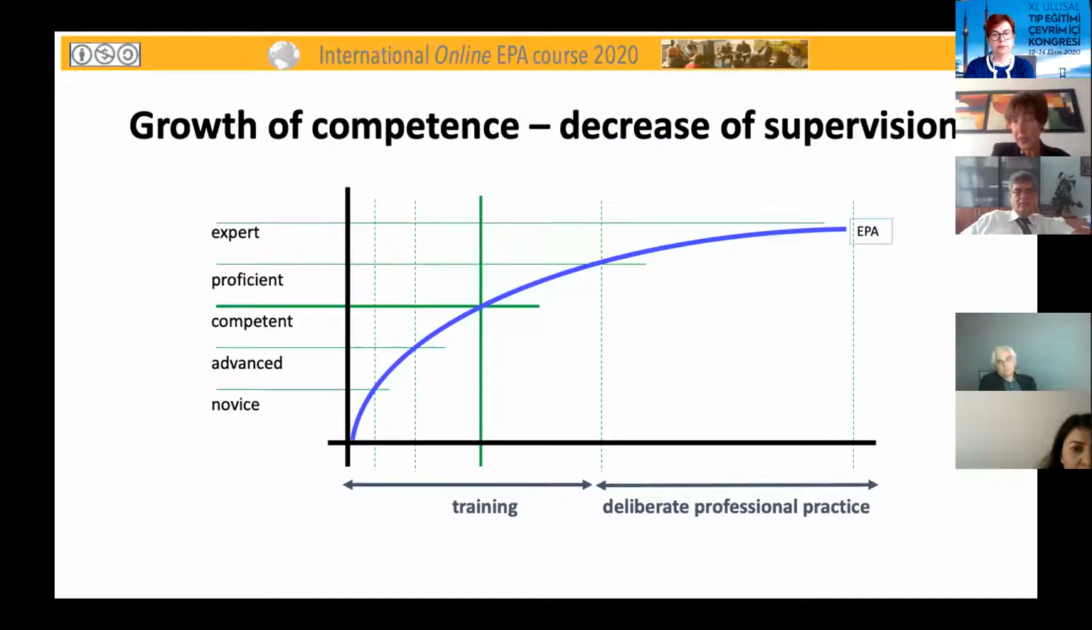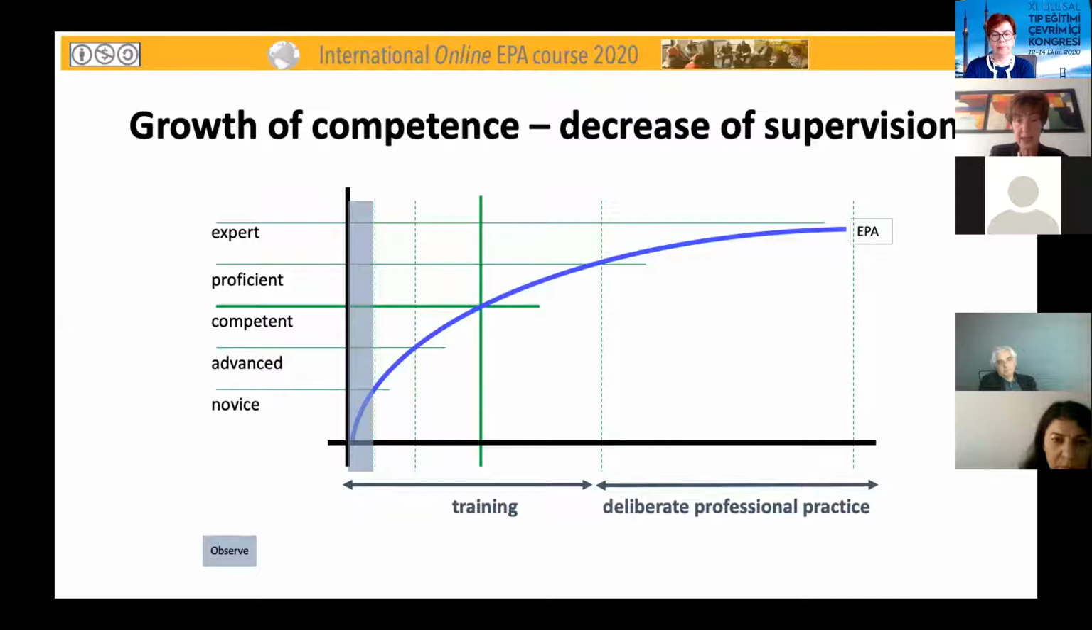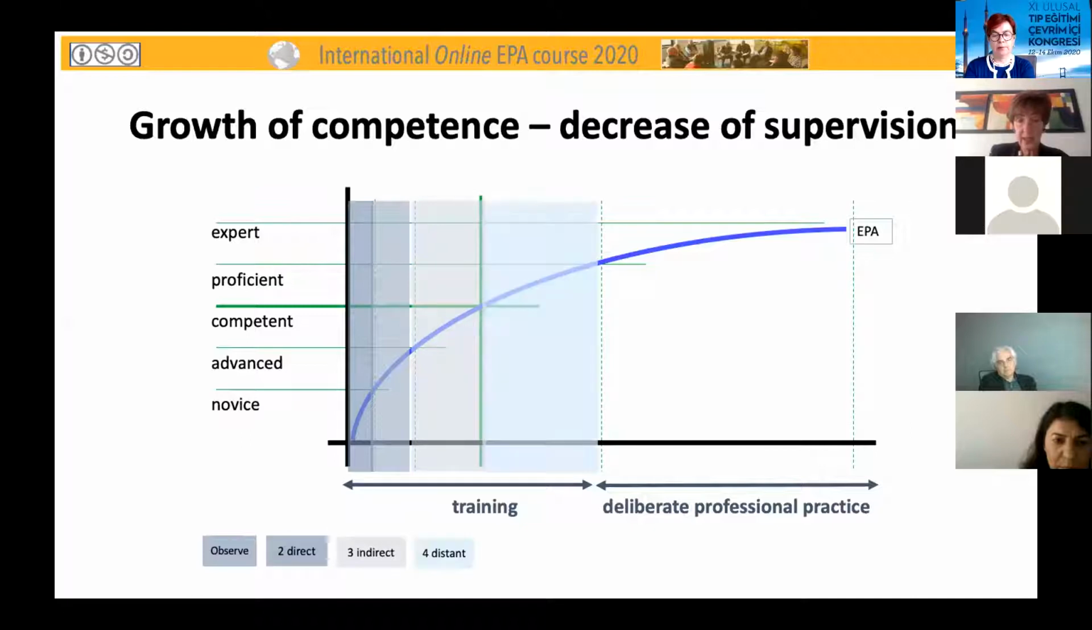So here you've seen this graph before. I hope you recognize it, of course. And here you see the growth of competence, which is associated with a decrease in supervision. And I put them in as shades. So here you go from observation only to direct, indirect, distant supervision, and no supervision.